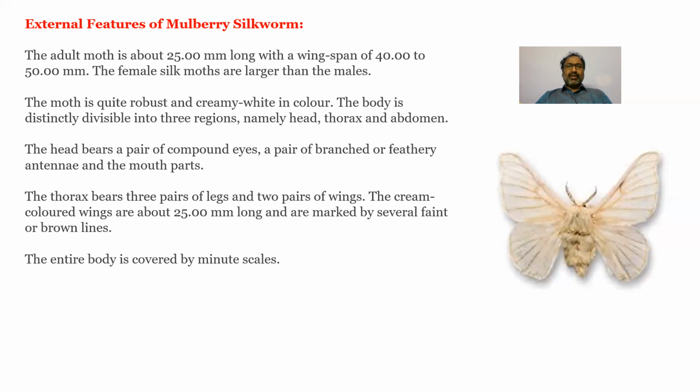The cream colored wings are about 25 mm long and are marked by several faint brown lines. Yes, you could observe the brown lines in these wings. The entire body is covered by minute scales which we could not see with our naked eyes, my dear friends. So in general, we could describe the external features, the morphology of the mulberry silkworm like this.